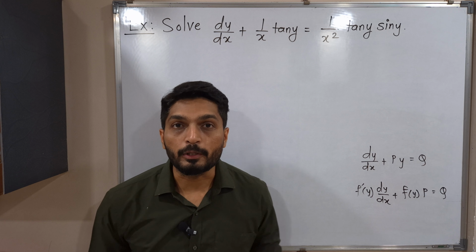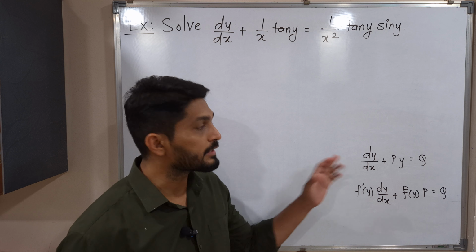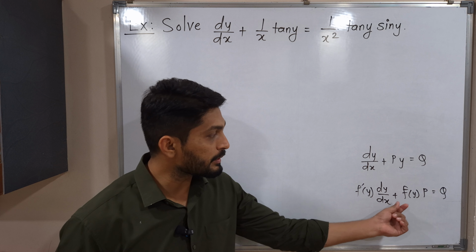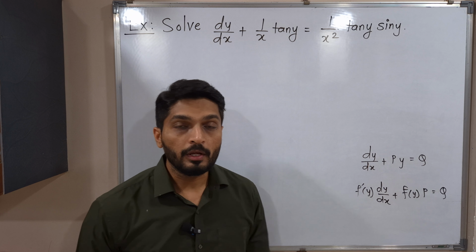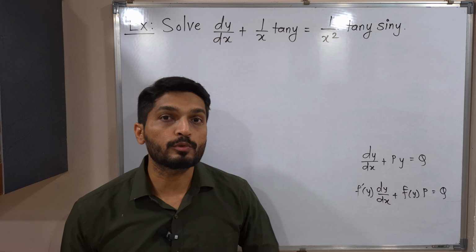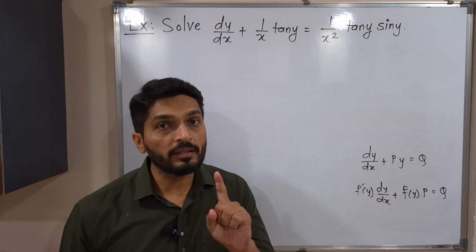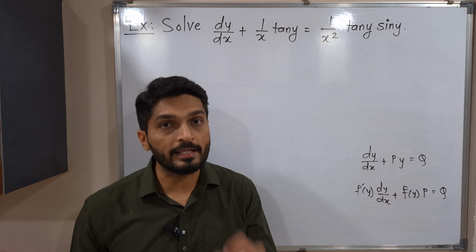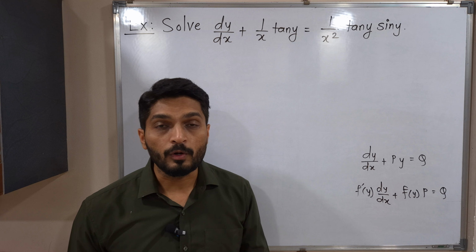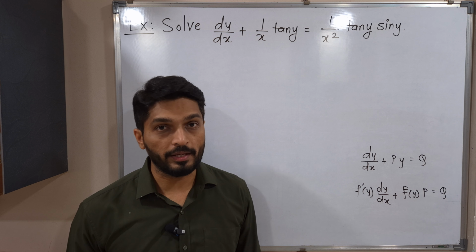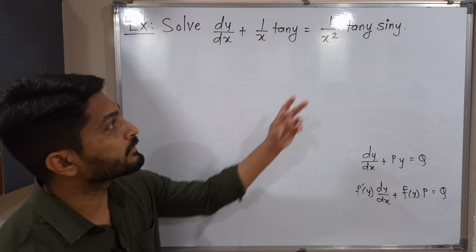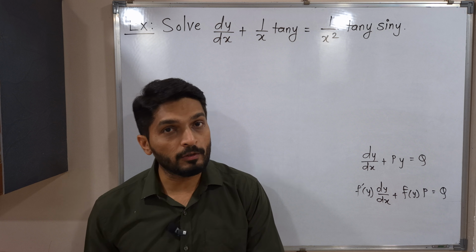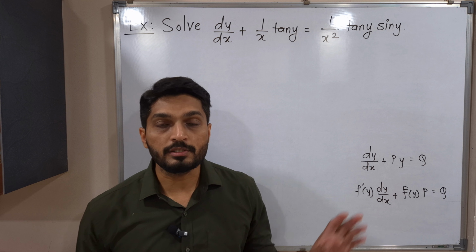Sometimes it is not possible to convert the given differential equation in this format, then we try for the second format. Okay, f dash of y dy by dx plus f of y p is equal to q, where p and q are functions of x only. So in both formats one thing is common, that is in right hand side we have q. Q means what? Functions of x only. That means in right hand side we never want any function of y, get it? And in a given problem we have some functions of y in right hand side. That means given problem is definitely not in the standard format of these two types, right?